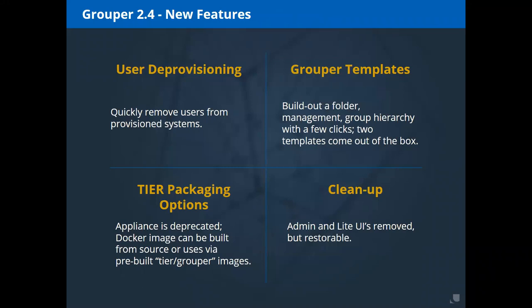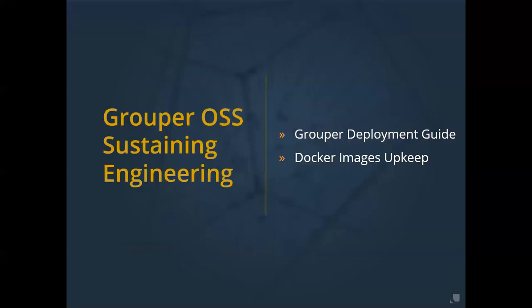And of course, last but not least, the packaging options have improved quite a bit. There are native Docker images available that you can build from source, or build on top of base images that are published under the tier/grouper image name up on Docker Hub and various other places. And this has been one of the trends in terms of Grouper deployments, where people are moving more and more towards a Docker container packaged version of a Grouper deployment rather than the traditional native install. So moving on to OSS sustaining engineering.